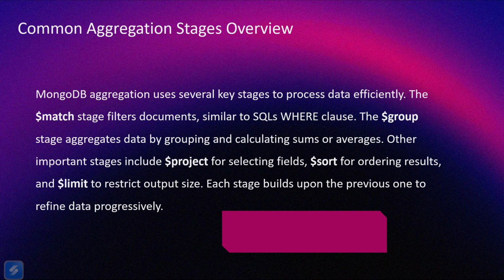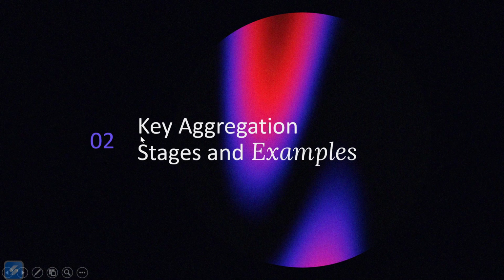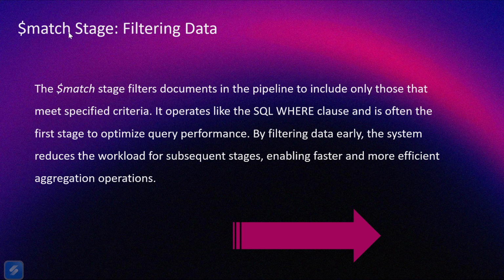In this video, we will discuss the two most important aggregation stages. The first one is match and the next one is group. Let's see the two key aggregation stages with examples. The first one is match, or filtering the data. The match stage filters documents in the pipeline to include only those that meet specific criteria. It operates like a SQL WHERE clause and is often the first stage to optimize query performance.